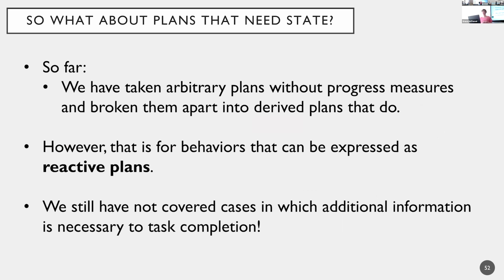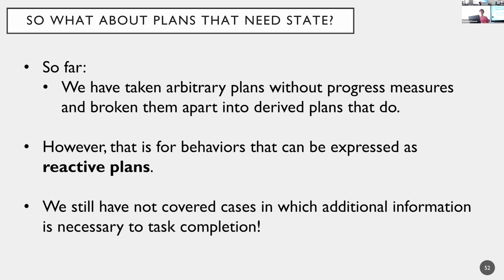So far, we've taken arbitrary plans without progress measures, and we've broken them apart into plans that do. However, those are still plans that are purely reactive, and plans that can be expressed in purely reactive ways. But often robots don't have the knowledge to be fully reactive. Often they need to learn things about the world, and that may require them to revisit the same locations over and over again until they have sufficient information to actually identify and reach their goal. And we can't really eliminate that just by eliminating cycles, because while it is physically revisiting the same state in the world, the robot's knowledge is changing, and that's an important part of the solving process.